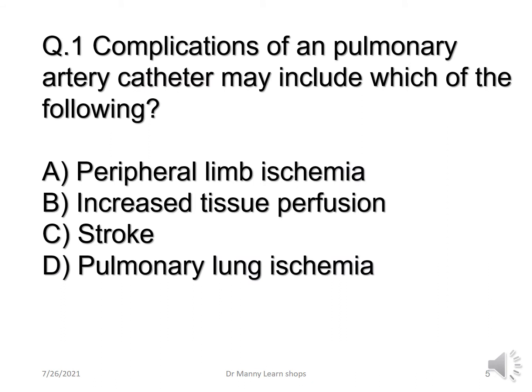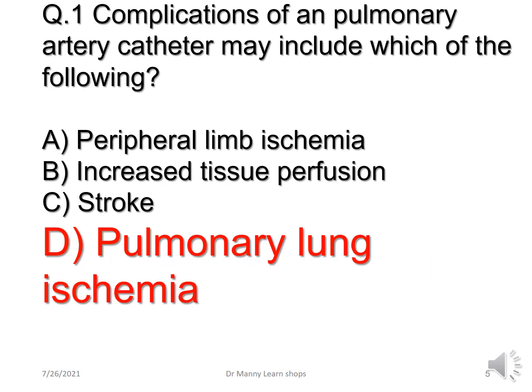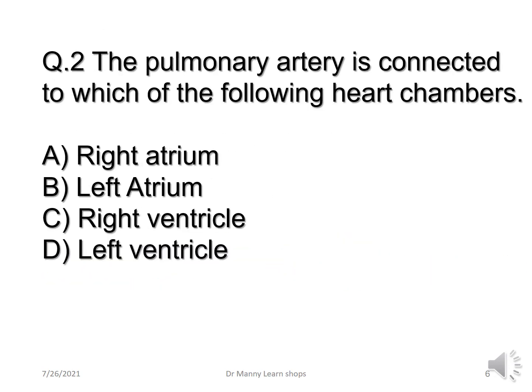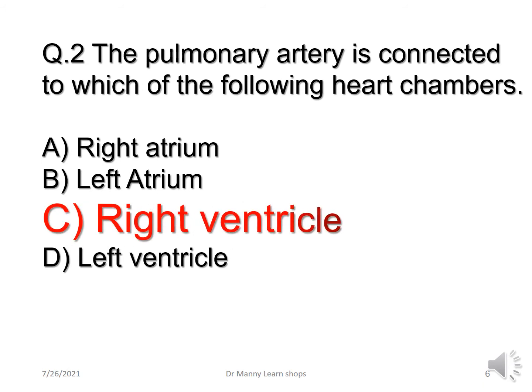Complications of a pulmonary artery catheter may include which of the following: peripheral limb ischemia, increased tissue perfusion, a stroke, or pulmonary lung ischemia. The correct answer is lung ischemia. The pulmonary artery is connected to which of the following heart chambers? The right atrium, left atrium, right ventricle, or left ventricle? The correct answer is the right ventricle.